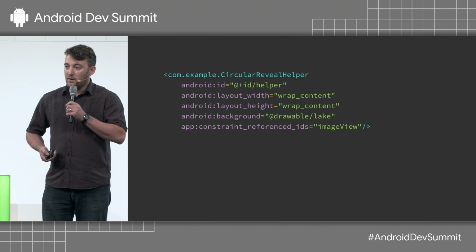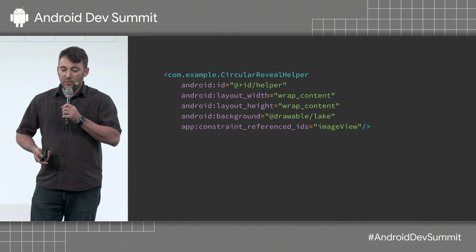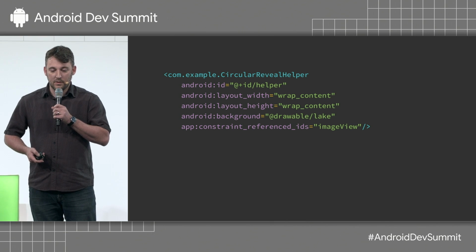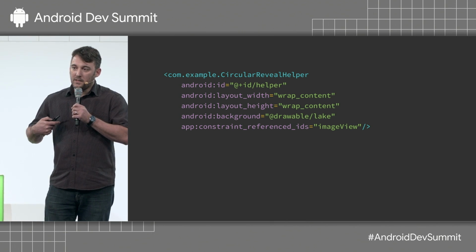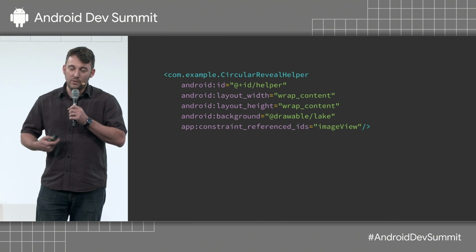And then in your layout file, you only need to declare that helper and specify the IDs of the widgets you want to apply it to. So it's a lot easier for you to package blocks of reusable code and use them in your application.